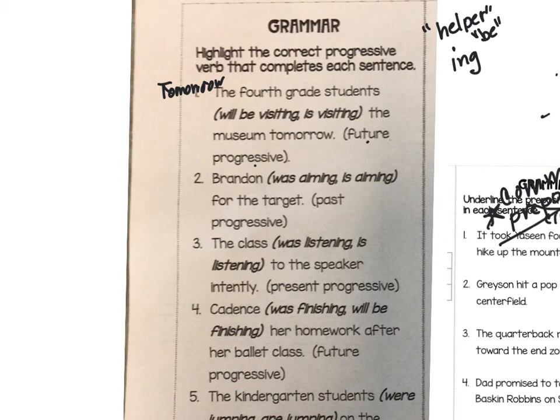So which one of these will be the proper progressive verb to choose? Will be means happening tomorrow. Is would be present. So we want future, so we will choose will be visiting. And instead of highlight for us, it's just as easy to circle it, and that's great.